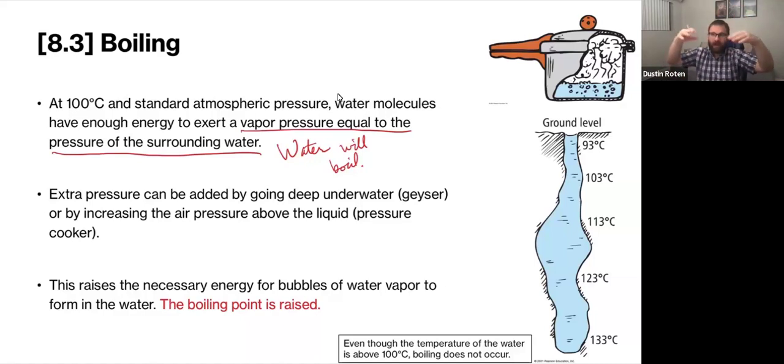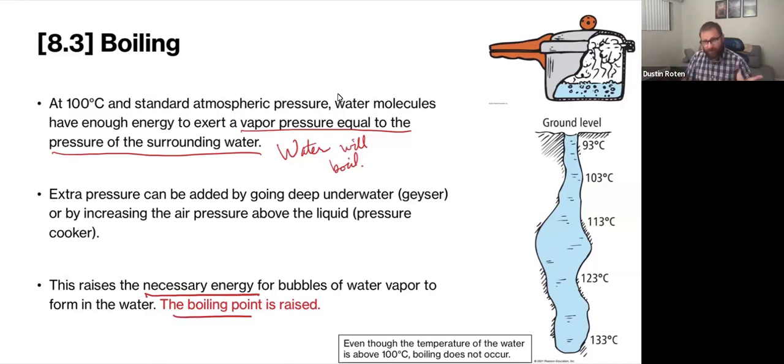Or you can actually increase the air pressure on top, because we talked about that in the last slide. We have weight of the water plus the air on top. And if you increase one of those, then you can actually make water get hotter than 100 degrees Celsius before it starts boiling. So we're raising that pressure, which raises the necessary energy. Those bubbles need to get more energy to fight against that extra pressure, whether it's coming from the air or the extra water. But essentially the boiling point is raised.